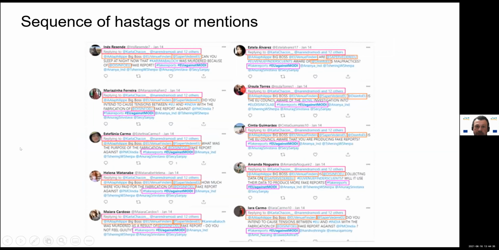This is an example of what I just talked to you about. This is a campaign we suffered at the Infolab after we released one of our investigations, and it's a great case study of coordinated inauthentic behavior. What we see here is that the body of the message is not exactly the same, but we can find traces of the exact same sequence of hashtags or the exact same sequence of mentions.